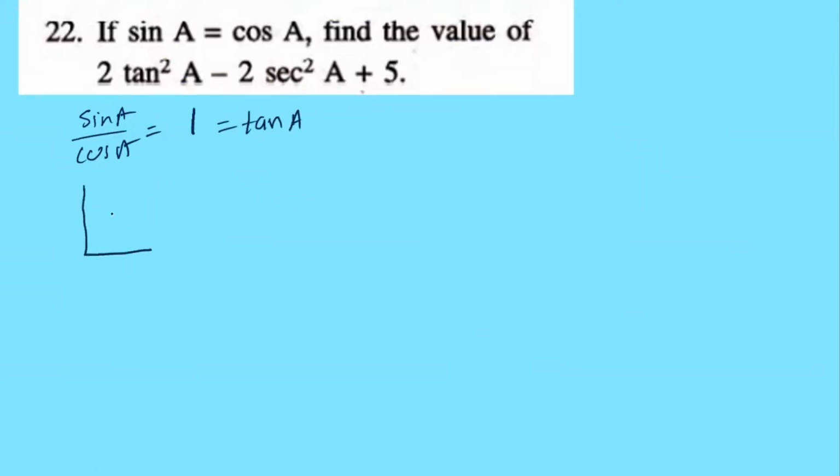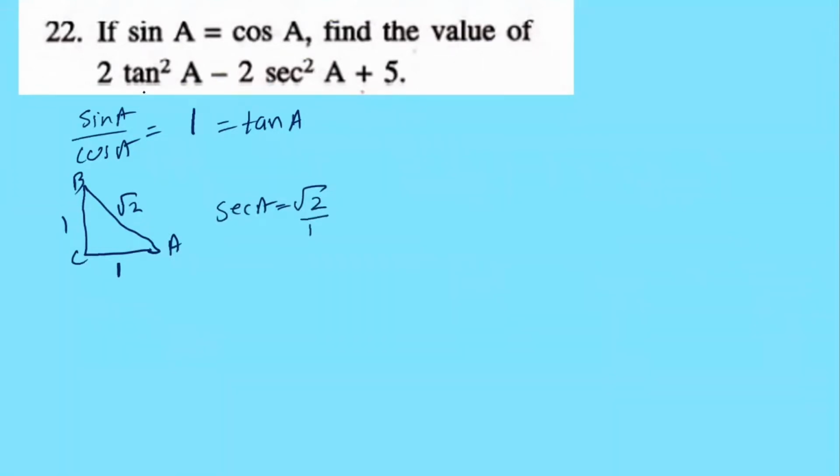So if I draw a right triangle with A as an acute angle, tan is opposite by adjacent. So by Pythagoras theorem, we get the hypotenuse as root 2. Now let us find sec A. So your sec A is equal to hypotenuse upon adjacent, so root 2 upon 1, which is root 2.